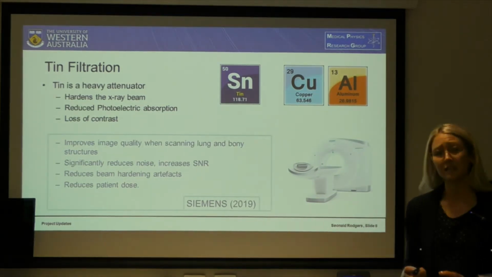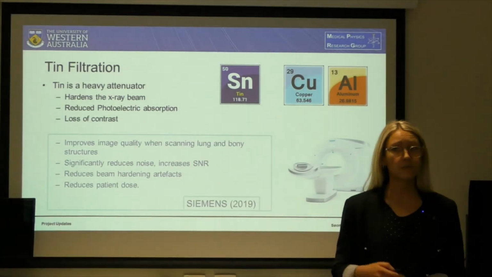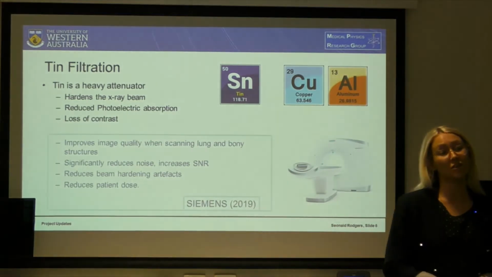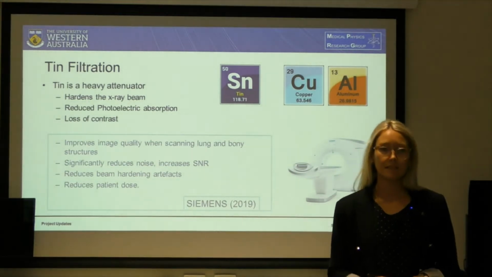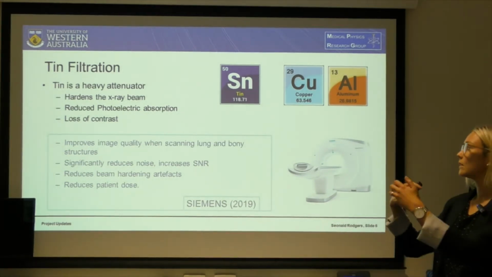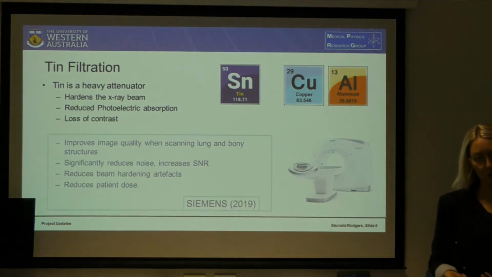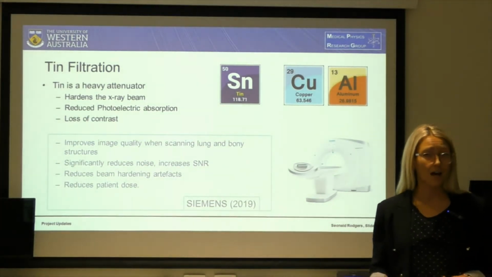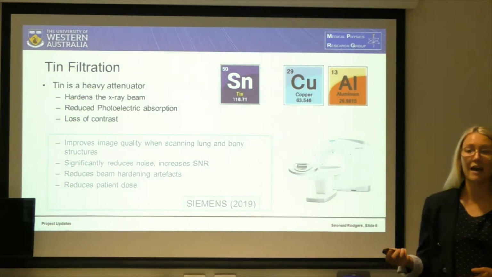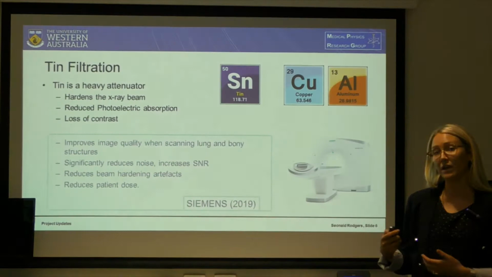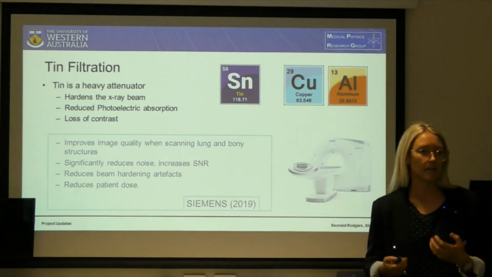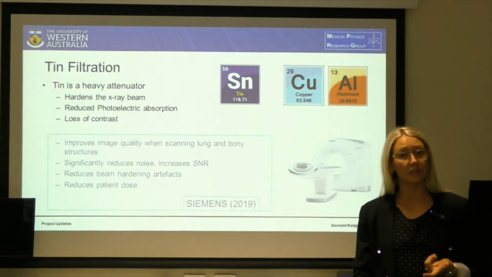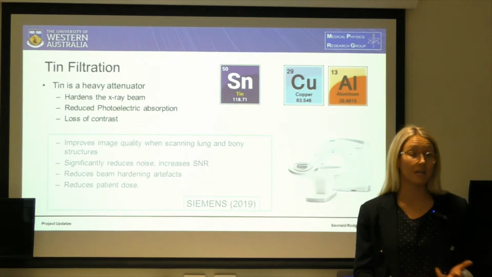Tin is quite a heavy filtration, with an atomic number of 50, compared to traditional filters like copper and aluminium that have an atomic number of 29 or 13. Siemens have provided the tin filter as a low dose imaging option for anatomy that has inherently high contrast, because with this heavy filtration a lot of low energy X-rays are absorbed from the beam spectrum, which is associated with a loss of photoelectric absorption and a loss of inherent image contrast.